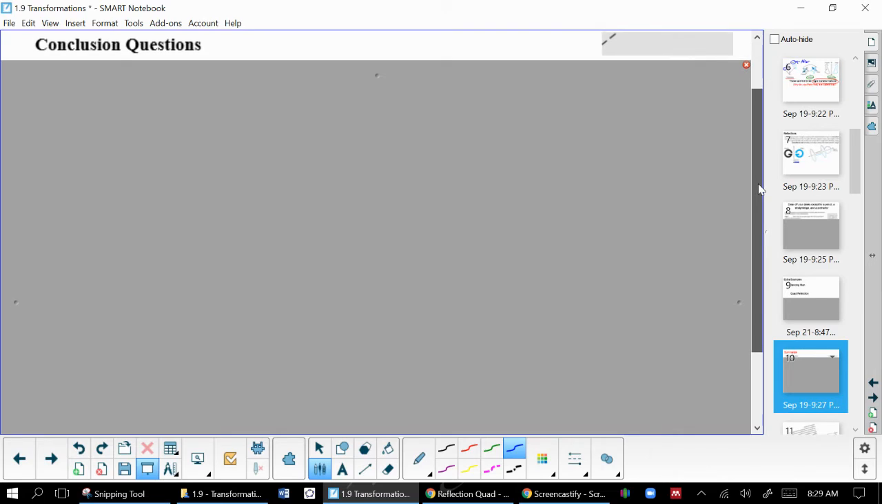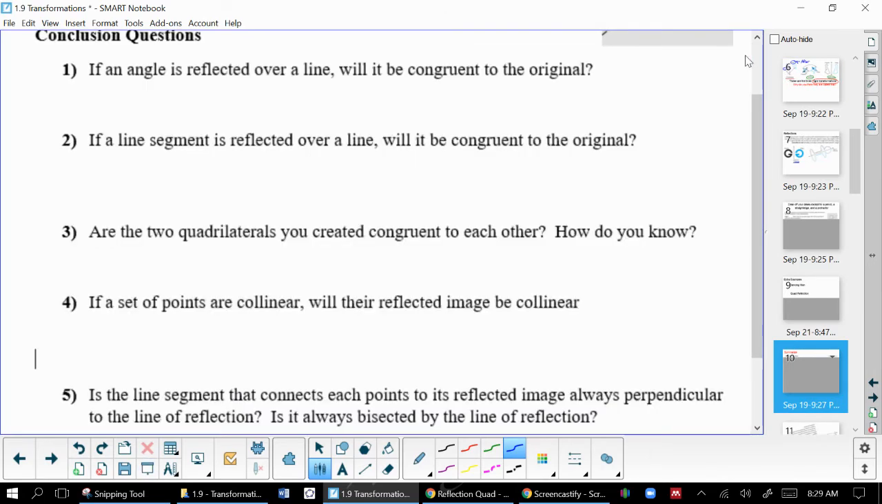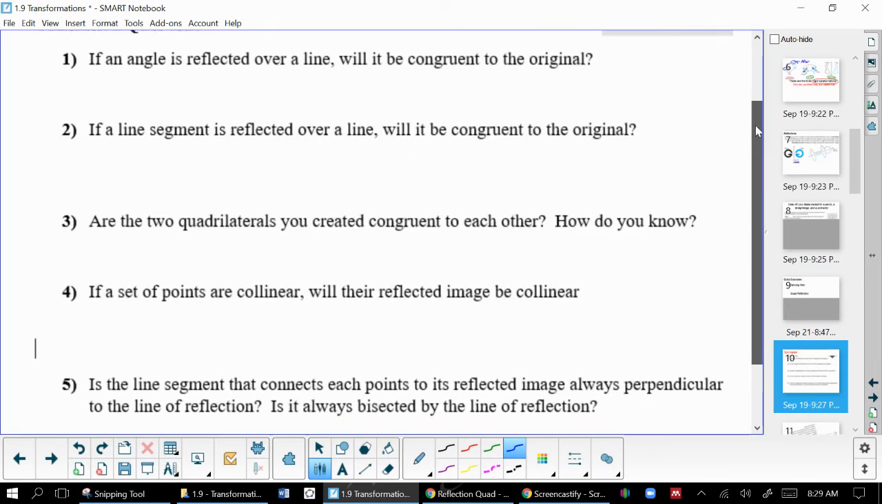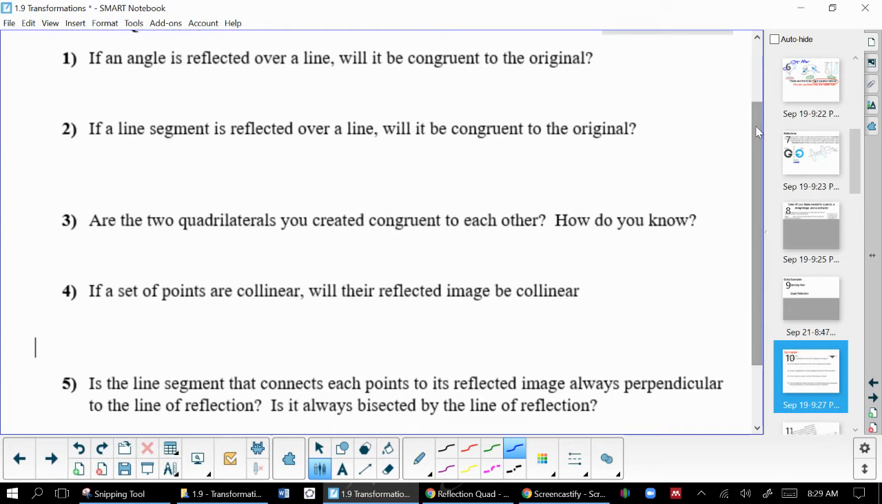We've got a couple of questions here that I usually have you answer. This might be a good one to take a look at those questions, pause real quick, and reflect on those and see if you think about the answer there. Okay, so a couple of these questions, those first three we really talked about already. If we reflect anything over a line, it's definitely going to be congruent to what was there originally. We saw that with the person, the arm stayed the same, the angle stayed the same, those quadrilaterals stayed the same. They are congruent to each other.